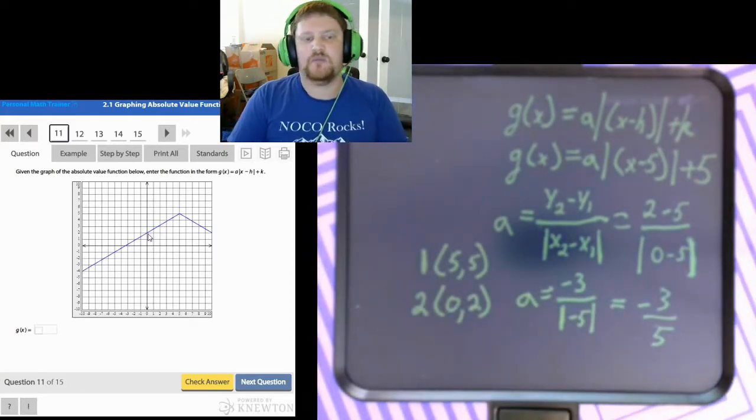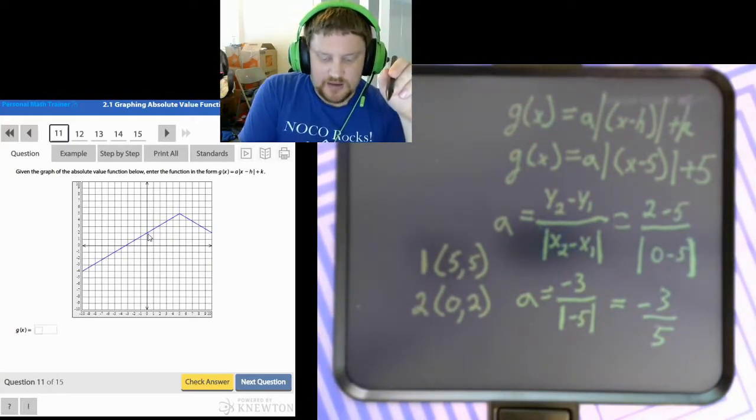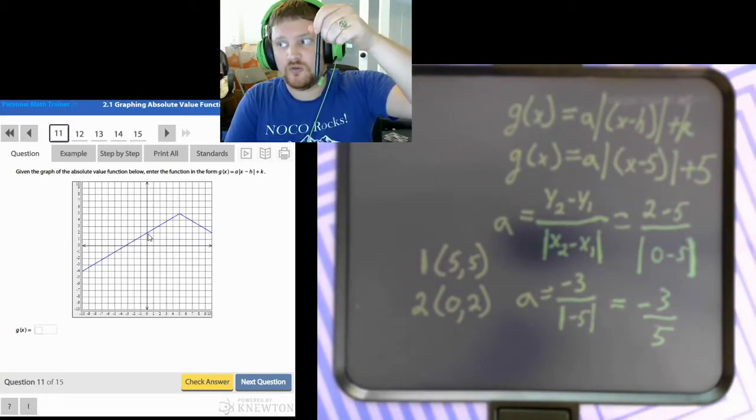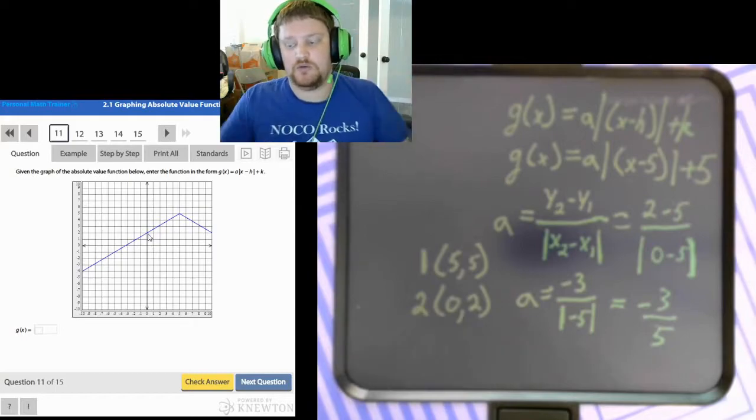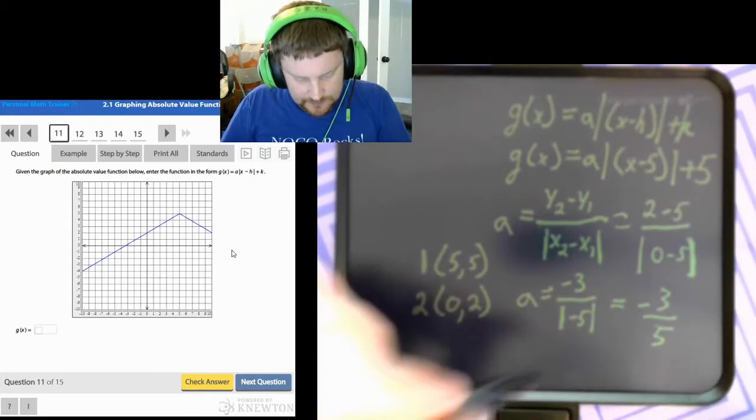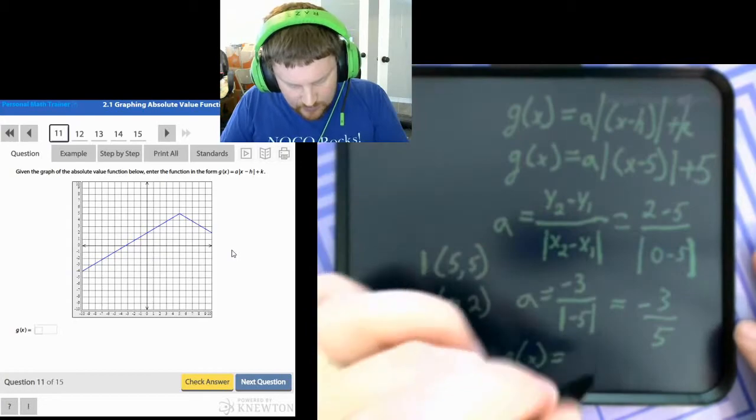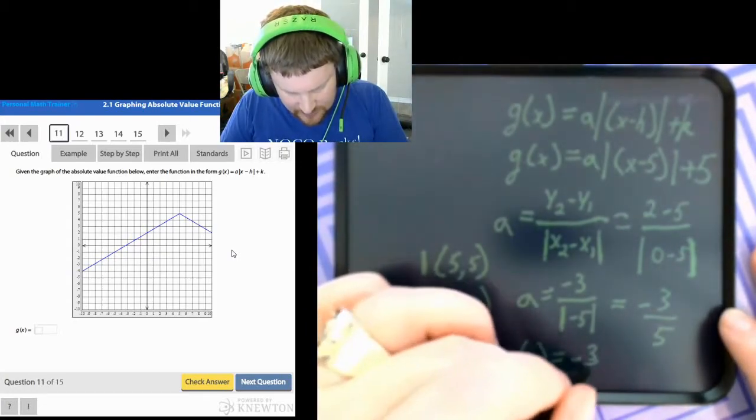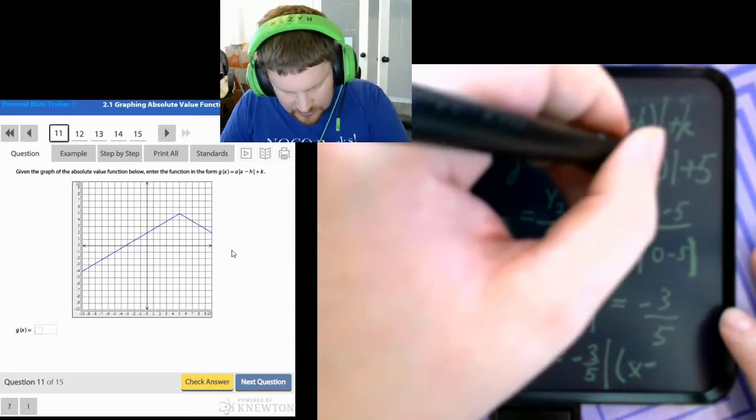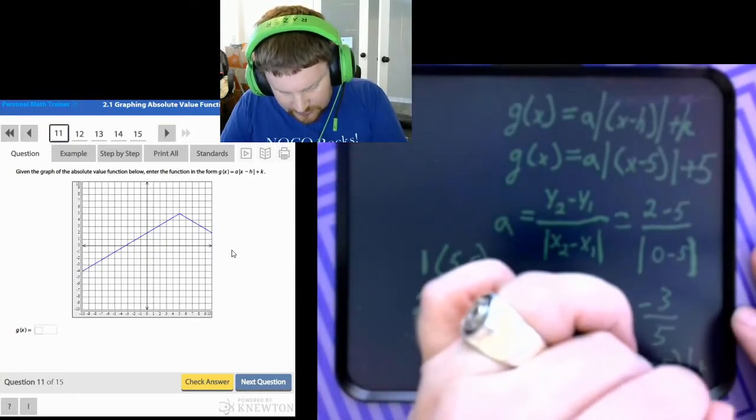And let's decide if that makes sense. That is our value for a, so on the outside, that would suggest that we have a vertical reflection, so that we should be opening down. And this graph does, in fact, open down. So what we have then is g of x equals a, which we just solved as negative 3/5, times the absolute value of x minus h, which was 5, plus k, which was also 5.